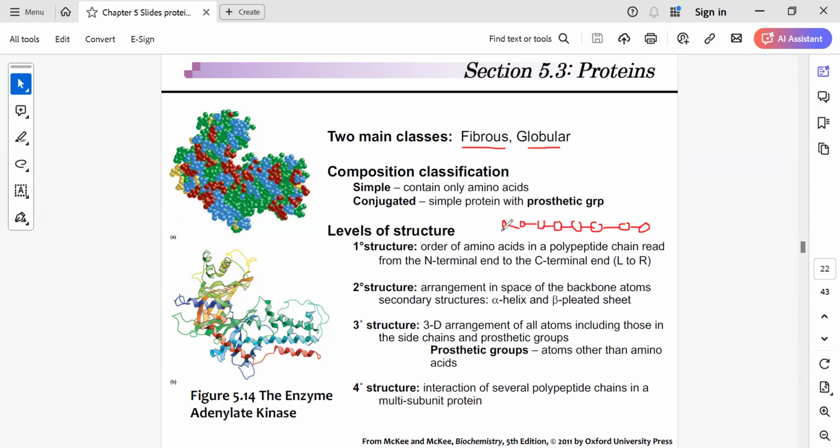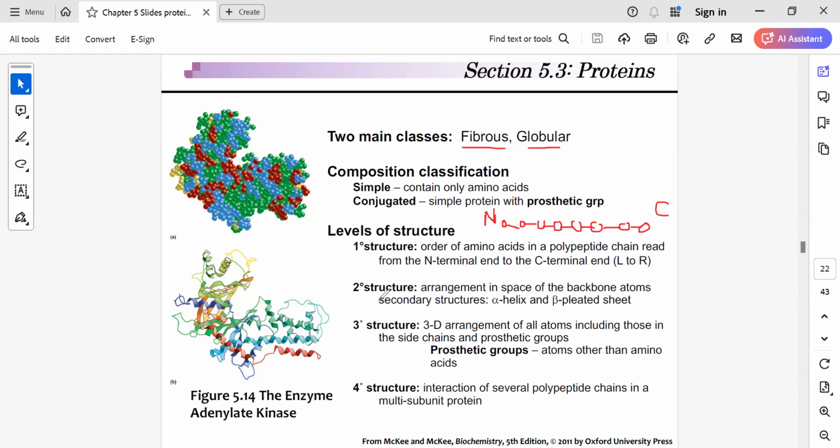The order of the amino acid sequence in a polypeptide chain is usually read from the N-terminal. The left is the N-terminal, while the right is the C-terminal. So that is just the primary structure. The sequence of the amino acids is what actually determines the primary structure of the protein. And generally, the primary structure of the protein is what determines the protein folding as well as the protein function.